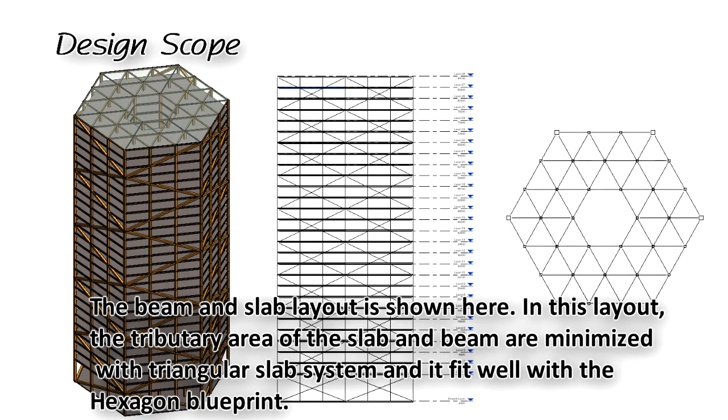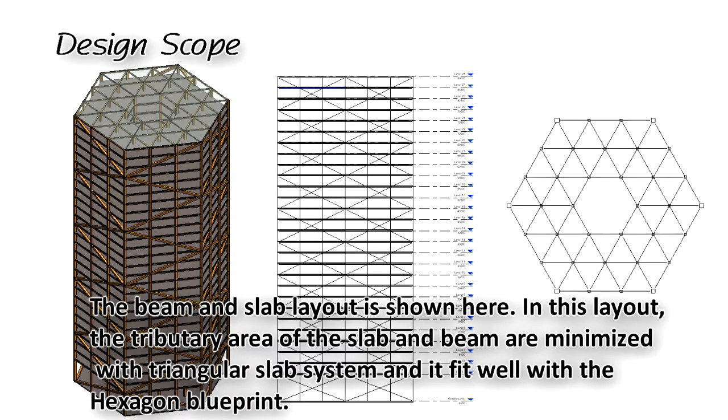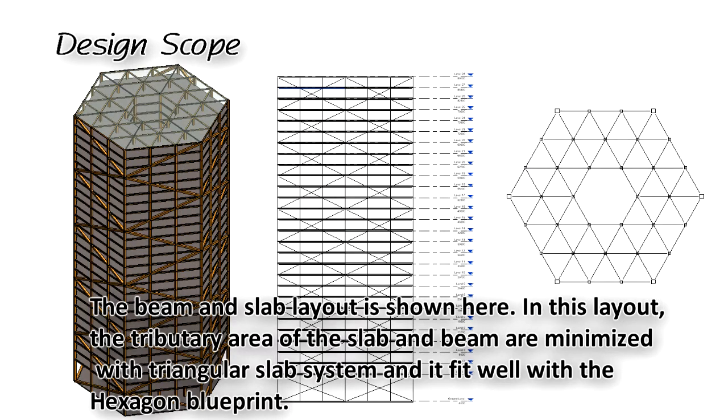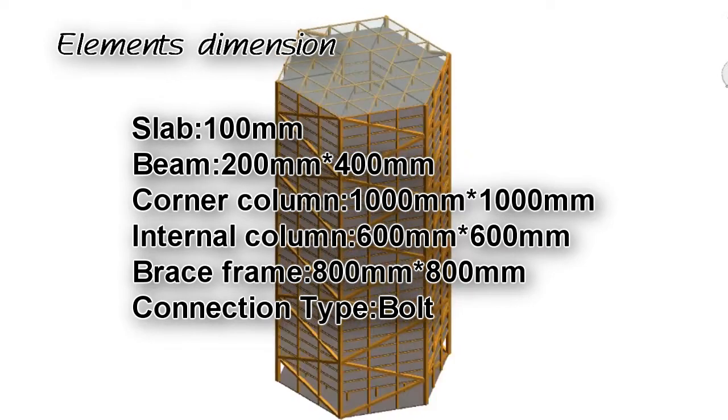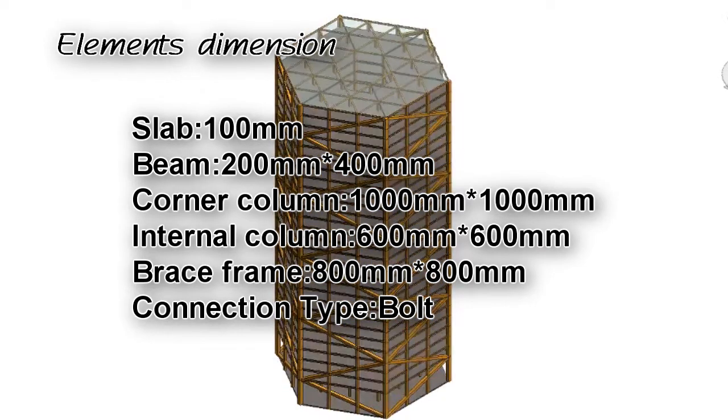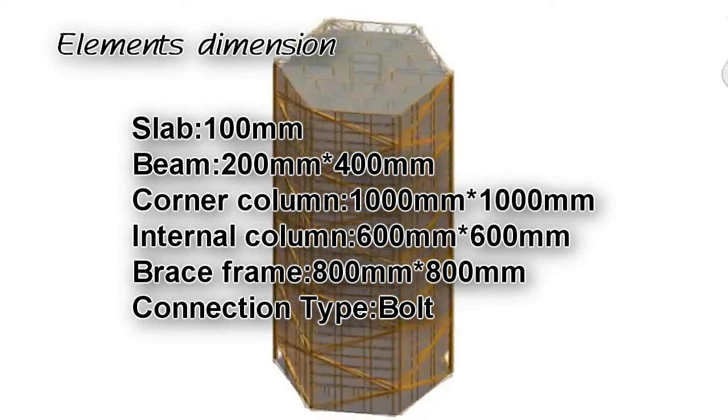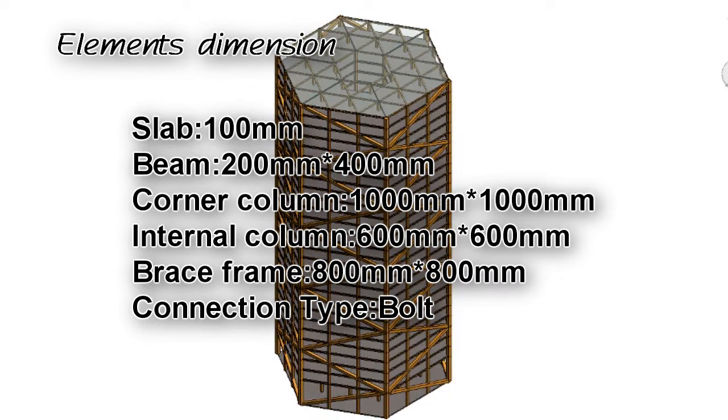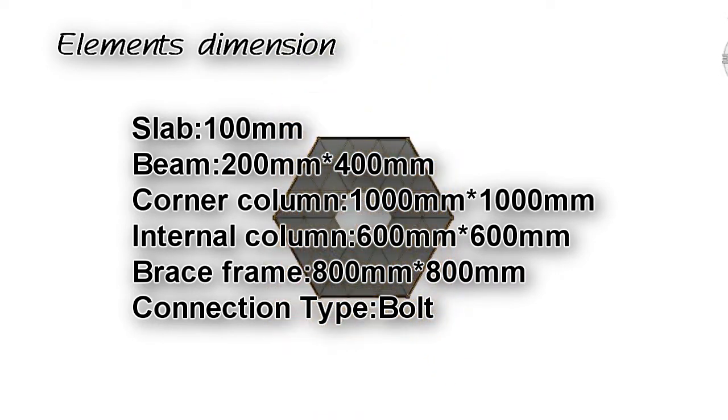The beam and slab layout is shown here. In this layout, the tributary areas of the slab and the beam are minimized with the triangular slab system, and it fits well to the hexagon blueprint. The slab is 100 mm thick, and the beam's cross-section is 200 × 400, considering the worst combination load cases are permanent load and imposed load.